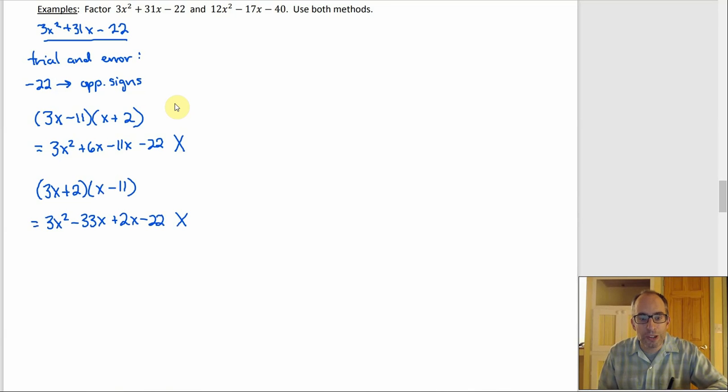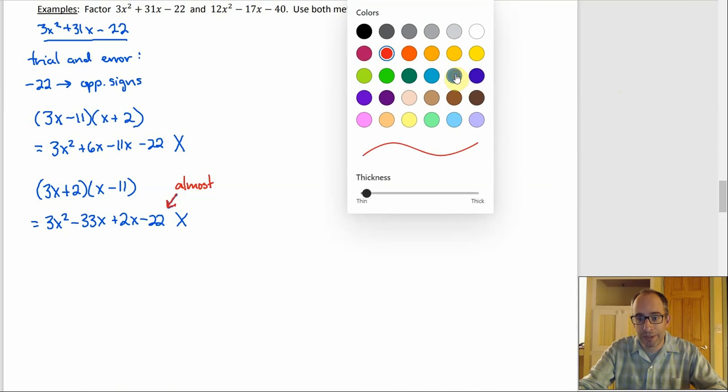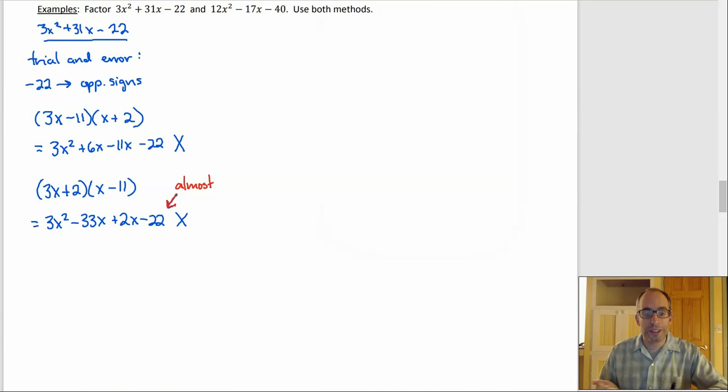This doesn't work, but it's almost right. So I'm just going to highlight that by making it red. Almost, right? Because if you look at what we got here, we get a negative 31 and we're supposed to get a positive 31. Here's another technique. When you're almost right, but you're just getting the wrong sign on the middle term, just flip the signs here. Because if you flip these two signs, that's going to give you the same first term and last term, but when you FOIL, it'll flip the two signs on the outer and the inner, and that'll give you the opposite sign in the middle term. So that's what I'm going to do here.